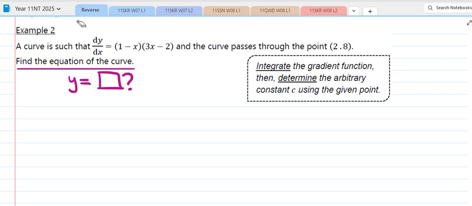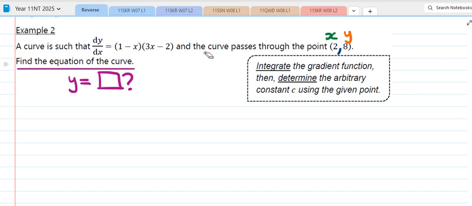So here, just to read the question back, a curve is such that dy by dx is bracket 1 minus x, bracket 3x minus 2. And the curve passes through a certain point. That certain point is x equals 2, comma, y equals 8. So you're going to use this information to find the equation of the curve. So here, we have a step over here that is given to you. Integrate the gradient function first.